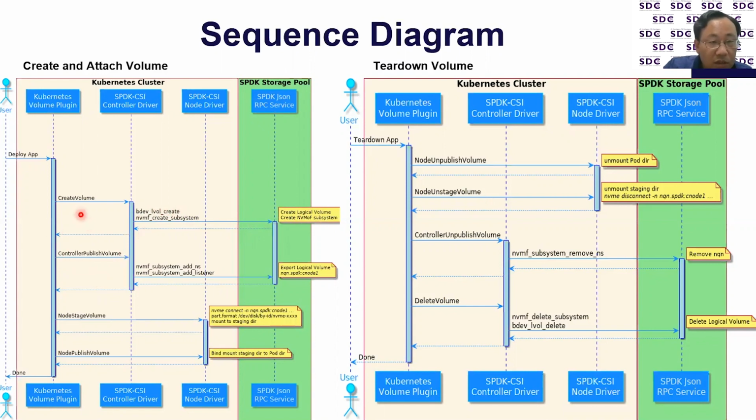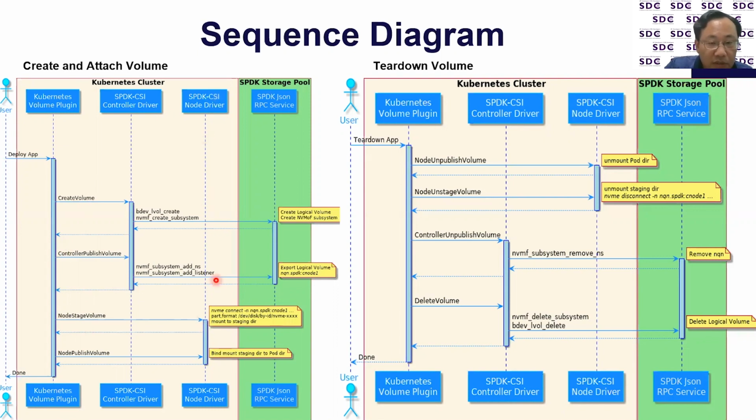If everything is okay, the Kubernetes master will also send the controller publish volume. The CSI driver receives this and translates it to the JSON RPC, NVMF subsystem add listener, to the SPDK node. The SPDK node will do the appropriate things inside to make the logical volumes accessible from the outside through a specific port or NQN name. This is what the controller driver does. Then the node driver will receive the node stage volume request.